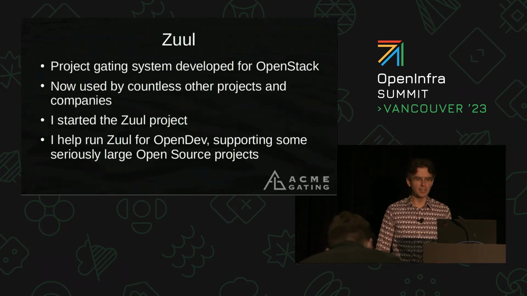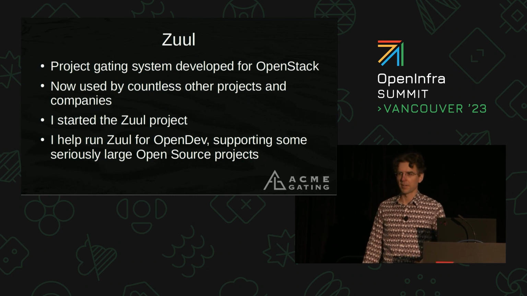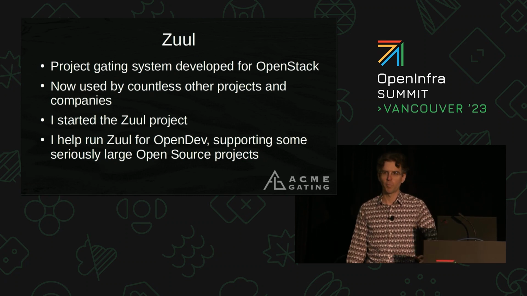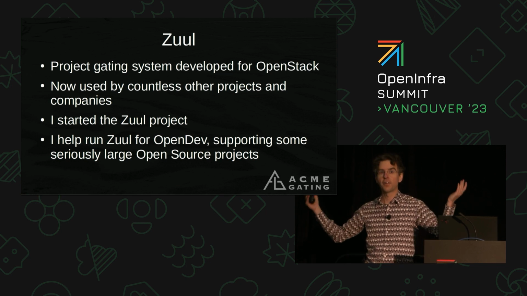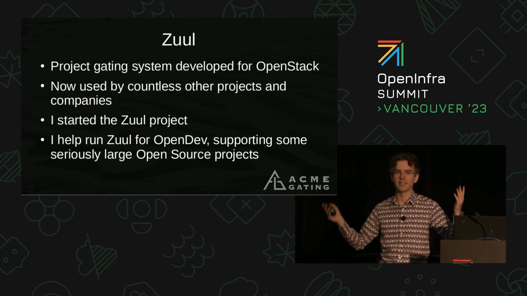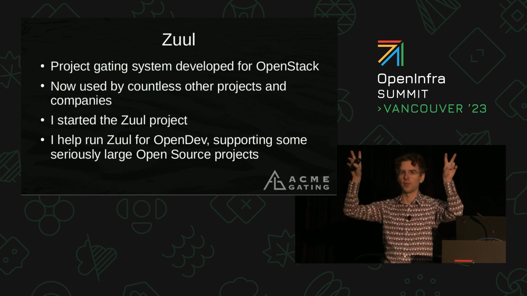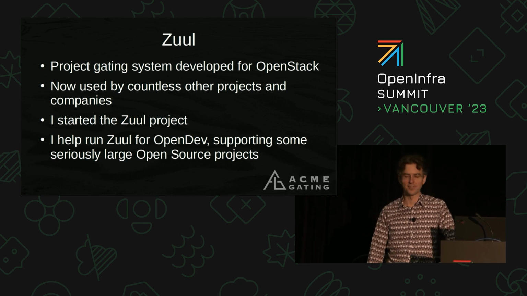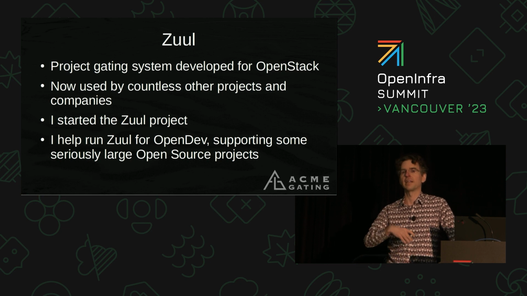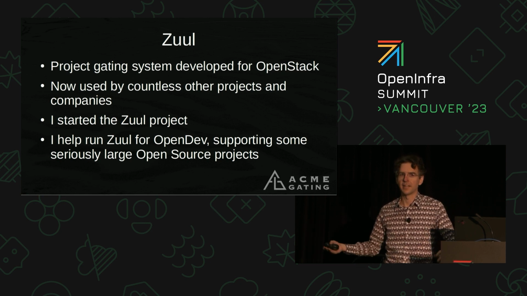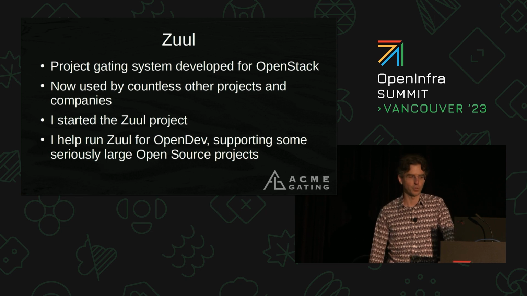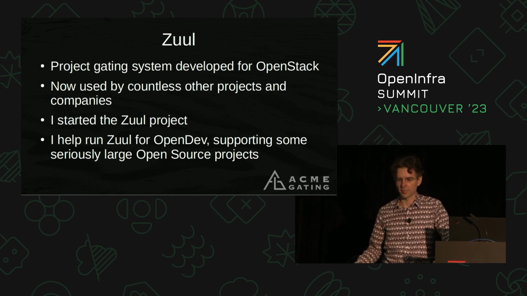So Zuul is, as I've alluded to, the project gating system that was originally developed for OpenStack. Part of the reason why we developed it in the first place for OpenStack is OpenStack has all of these different projects like Nova and Glance and Keystone and so on. And they all get developed independently. But at the end of the day, we want them all to work together and ship something called OpenStack. And so Zuul is really designed for that use case, for having lots of projects, lots of Git repositories, and then incorporating them in various ways to produce some whole.